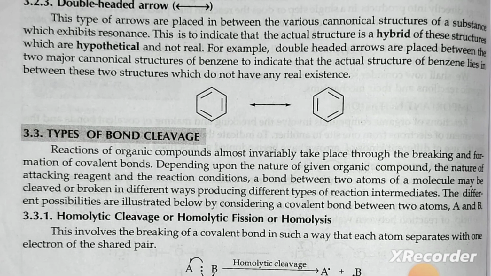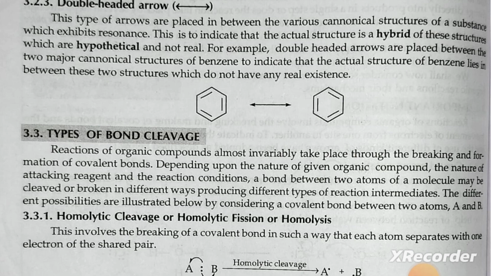Types of bond cleavage. Reactions of organic compounds almost invariably take place through the breaking and formation of covalent bonds. Depending upon the nature of the given organic compound, the nature of the attacking reagent and the reaction conditions, a bond between two atoms of a molecule may be cleaved or broken in different ways, producing different types of reaction intermediates. The different possibilities are illustrated below by considering a covalent bond between two atoms A and B.